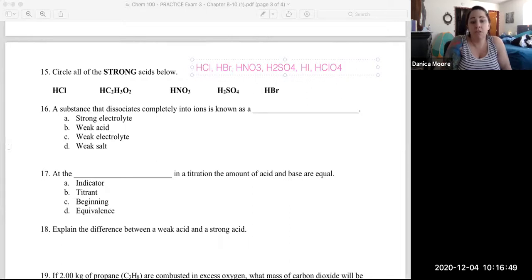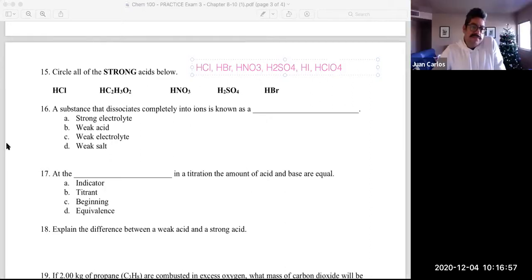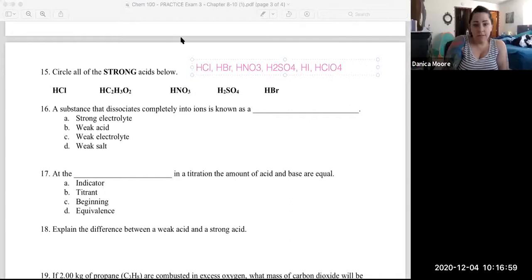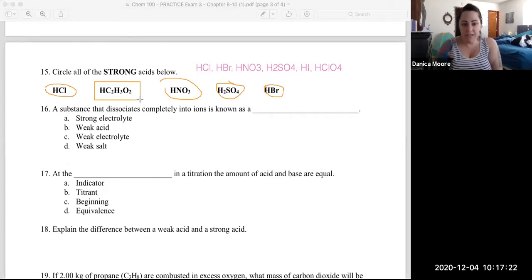So which of these are strong? It's easier to say which one isn't strong: acetic acid. Sorry, let me not do it the opposite of what the question's asking. So this one's strong, this one's strong, this one's strong, this one's strong, and this one is weak. Everybody okay with that?